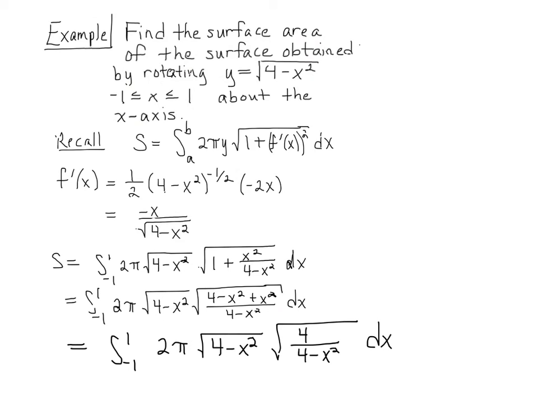Now we're smooth sailing. Before we move on, let's make a note. Here you have 2 pi, which is constant, so we can move this outside. And we have the square root of 4 over 4 minus x squared. Remember that the square root of a fraction is the square root of the numerator over the square root of the denominator. The square root of 4 is just 2, so we move that 2 outside as well. And when we do that, we get the following.